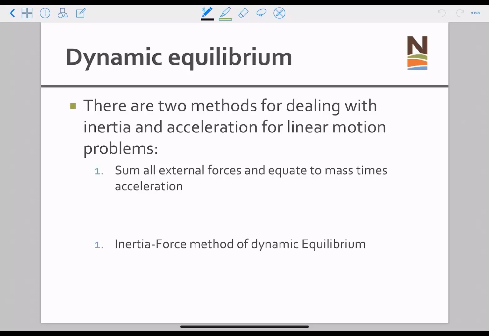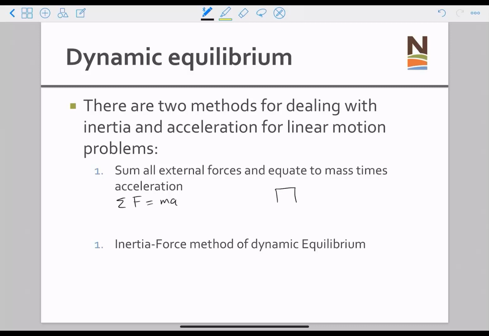Typically, there are two methods for dealing with inertia and acceleration for linear motion problems. The first you most likely have seen, and that would be the sum of all external forces. So you sum up all the external forces and you equate it to mass times acceleration. So what do I mean? I mean, if you take the sum of the forces, we just set that equal to ma.